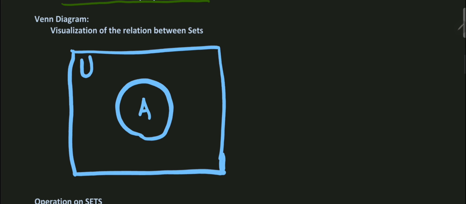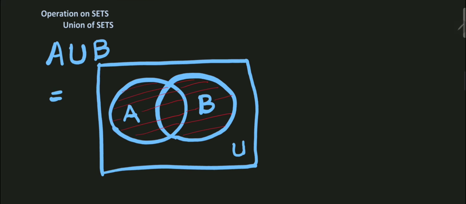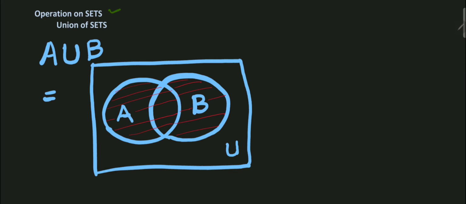Now comes the Venn diagram. A Venn diagram is nothing but a visualization of the relation between sets. Here A is a set and U is the universal set. A is part of that. Instead of words, this is just a visual representation. Operations on sets. First is the union of sets. A union B is equal to, as in the shaded red portion, all the elements in A and B put together.